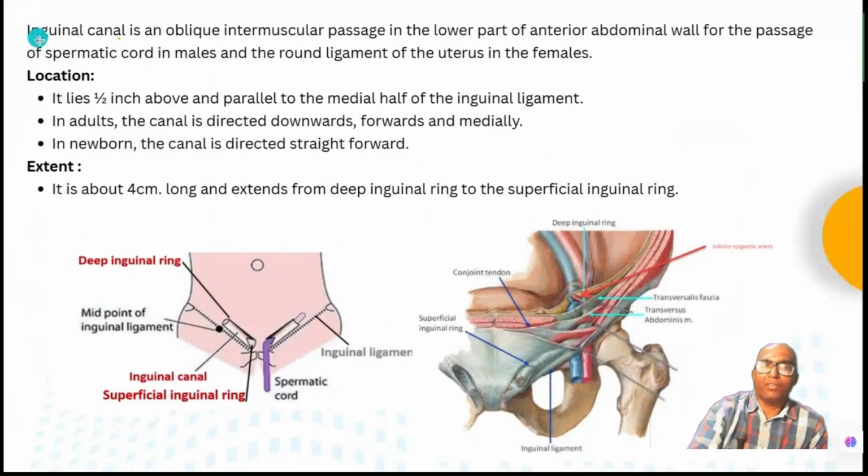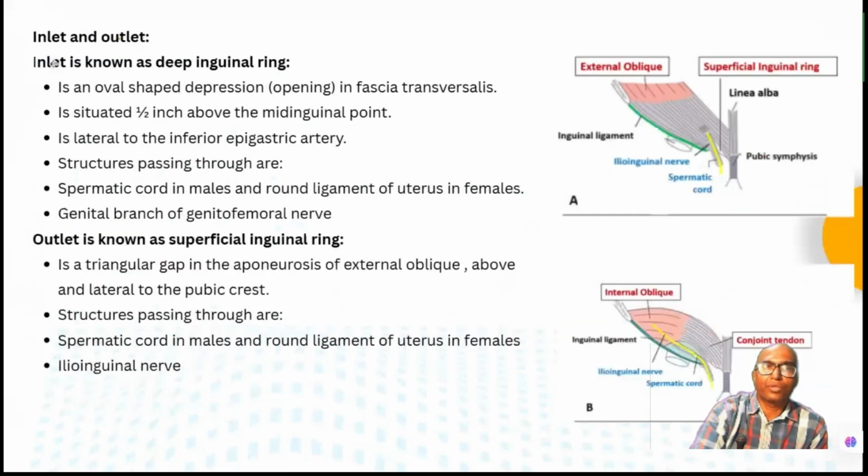So, inguinal canal: coming to the inlet and outlet. The inlet is known as the deep inguinal ring. It is an oval-shaped depression opening into the fascia transversalis.